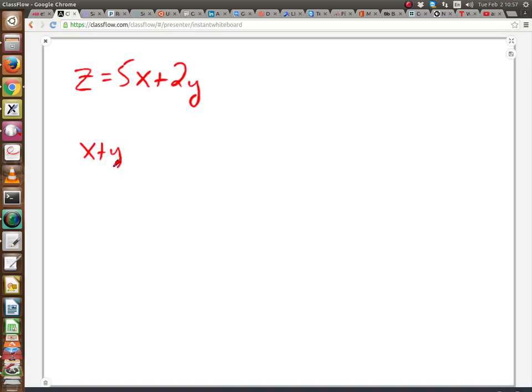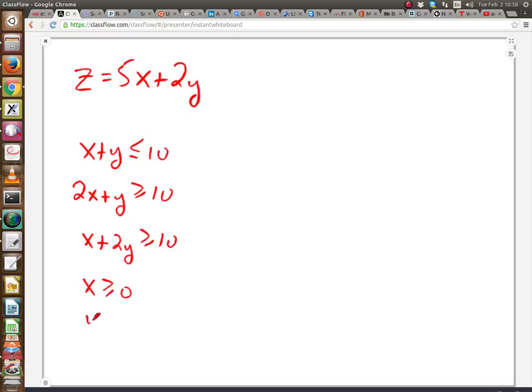x plus y is less than or equal to 10. 2x plus y is greater than or equal to 10. And x plus 2y is greater than or equal to 10. And you always have this: x is greater than or equal to 0, and y is greater than or equal to 0, because x and y cannot be negative, okay?